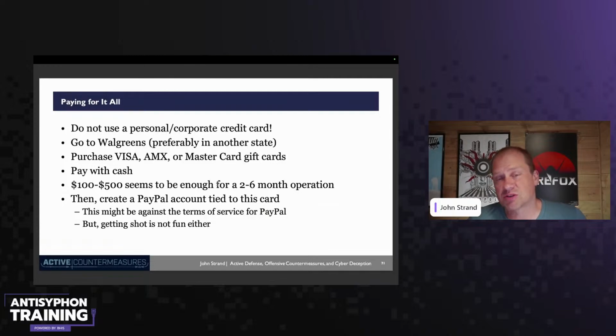Paying for it all, don't use personal credit cards. Just don't. Go to Walgreens, get a Visa, Amex, MasterCard gift card, pay with cash. One of the cool things about COVID is it all of a sudden became okay to wear masks because a lot of places had cameras and they would scan your face, but now you can go in with a mask and a hoodie and no one blinks, right? If you did that before COVID, you might get the cops called on you.